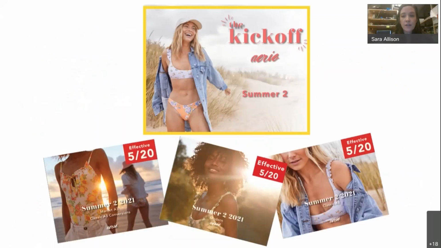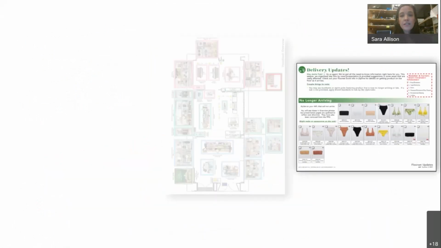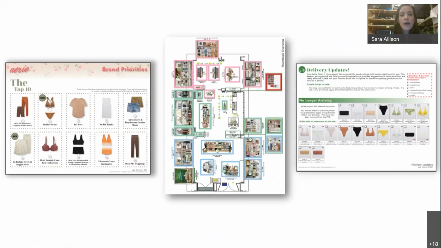Okay, so here's a few little shots of the things we've talked about so far. So we've got the kickoff for each season, all the different floor set documents that we reference. Here's just little screen grabs of some important parts of the floor set document and the kickoff.